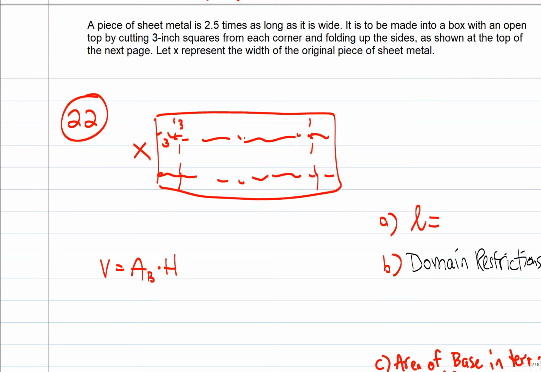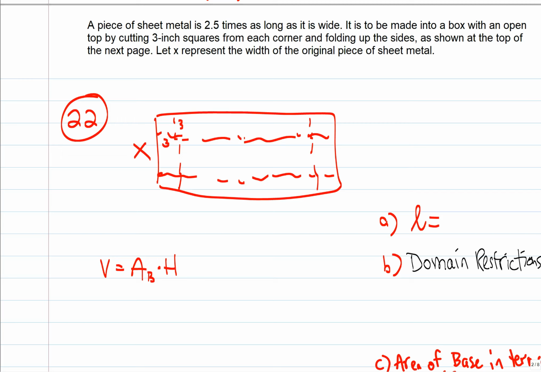We'll do one more. This is actually straight out of the homework. Okay. So this is question 22. This is one that you would want to copy over and have in your homework. But for now, put it in your notes. A piece of sheet metal is 2.5 times as long as it is wide. It is made to be a box with an open top by cutting 3-inch squares from each corner and folding up the sides, as shown at the top of the next page.